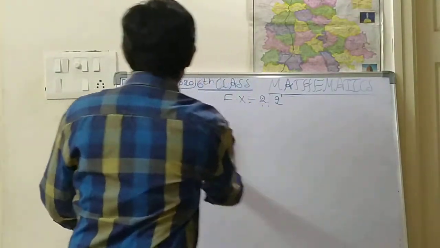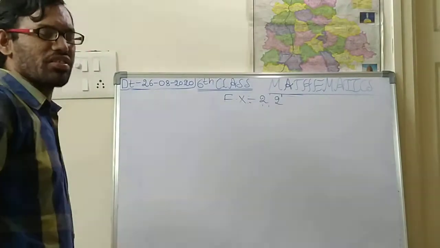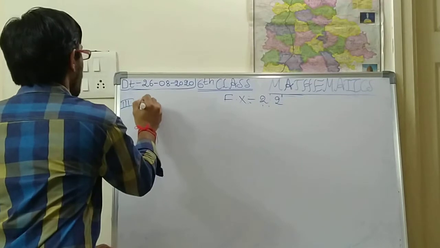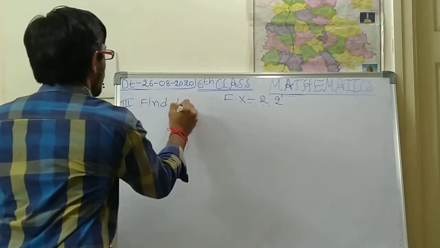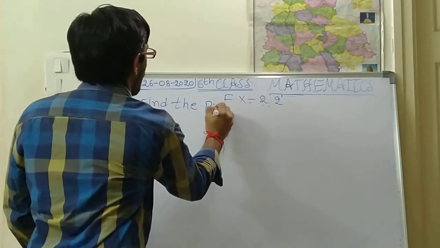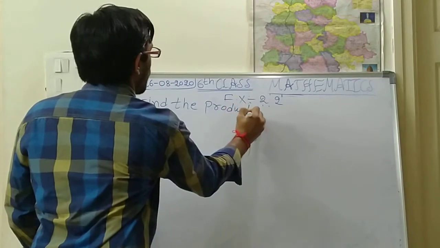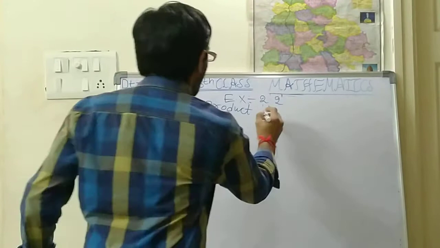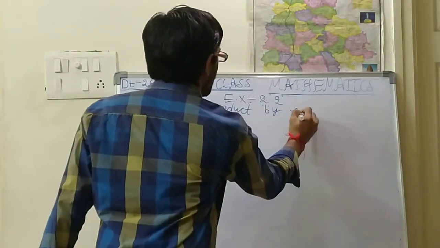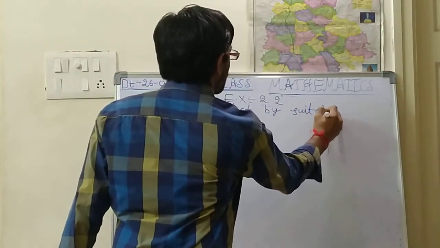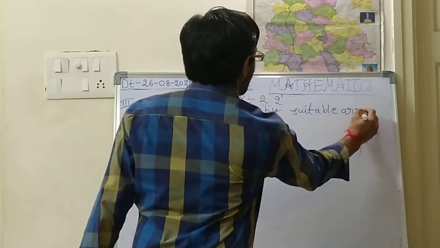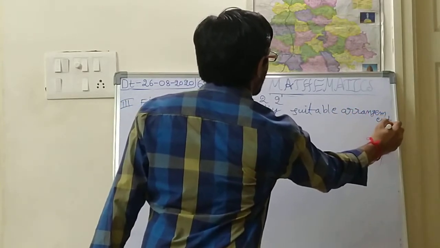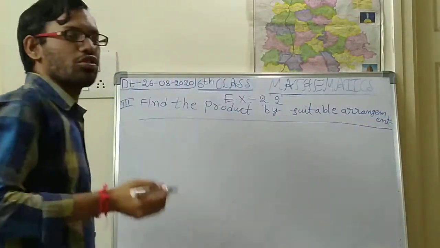Like this only there will be additions or multiplications or everything. Next, the third bit is product. Find the product by suitable arrangement. So with the help of suitable arrangements, you should find the product.